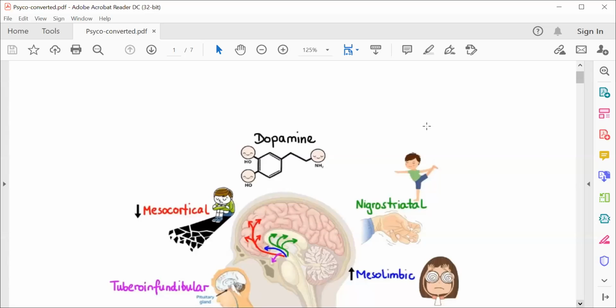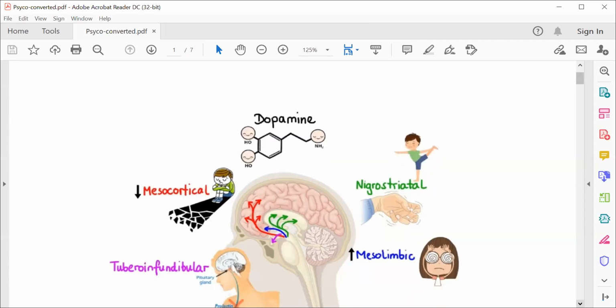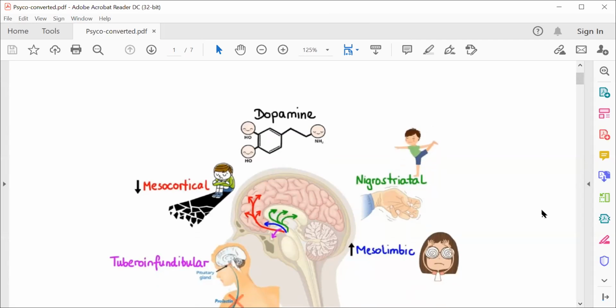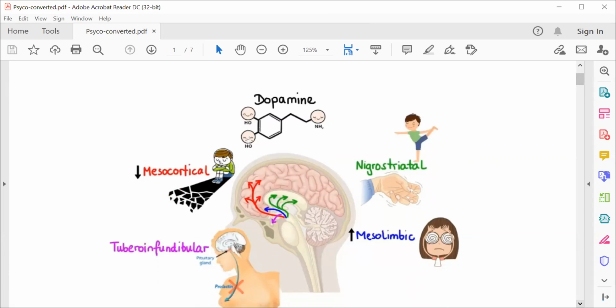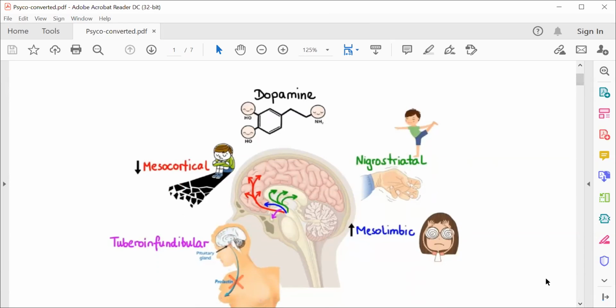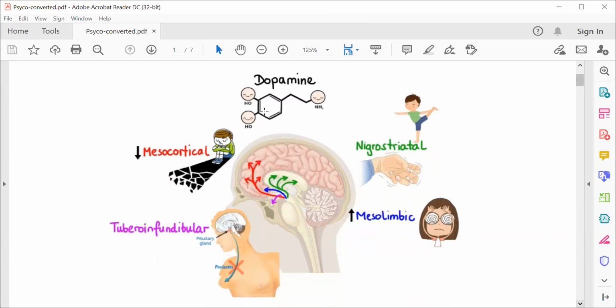We were talking about schizophrenia. And first, we would like to know the hormone involved in developing schizophrenia. This hormone or neurotransmitter is dopamine. Sometimes we call it the pleasure hormone. And this dopamine has four main pathways in our brain that contribute to the development of schizophrenia.